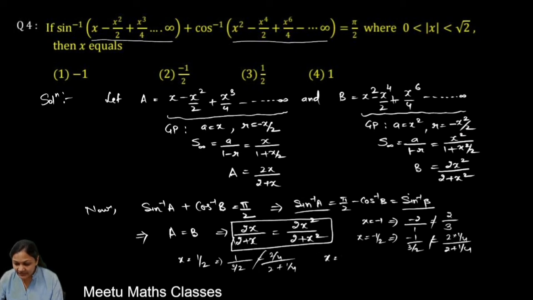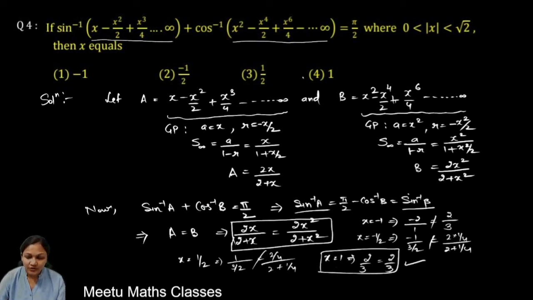And when x is equal to 1, the left side will be 2 upon 3, and the right hand side is again 2 by 3. So when x is equal to 1, your identity will be satisfied. So your fourth option is correct.